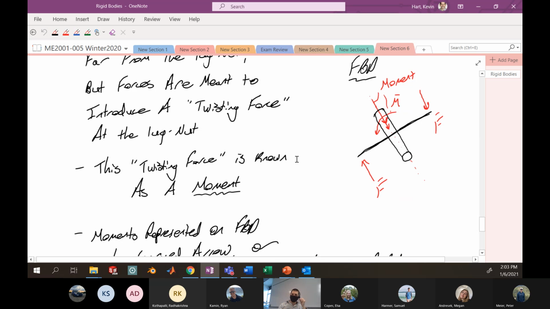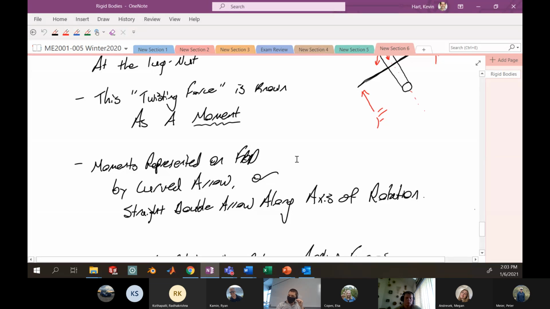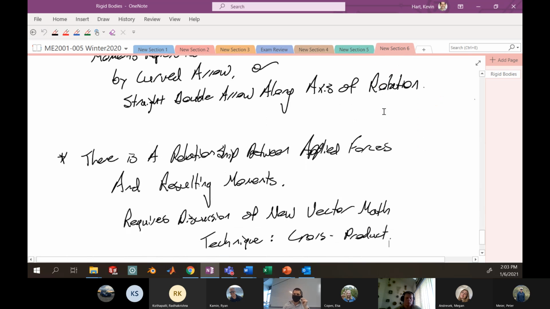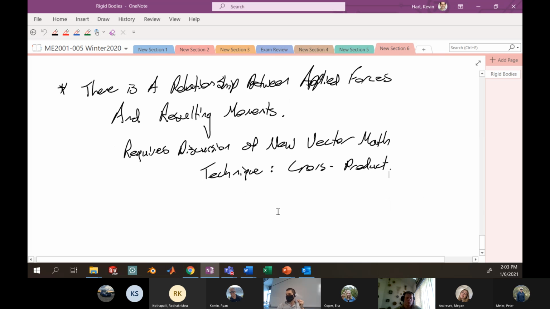And to talk about and discuss that relationship further, we need to introduce a new mathematical topic. And that mathematical topic is the cross product. And so we're going to represent moments with a double arrow or a curved arrow on our free body diagram. And to calculate them appropriately, we need to go through a little bit of math right now. And that math is cross products, or what are sometimes called vector products. So there's this relationship between these applied forces and the resulting torque or moment. And we have a new vector math technique, and that is the cross product. So that's what we're going to talk about today, and that's what we're going to introduce today.